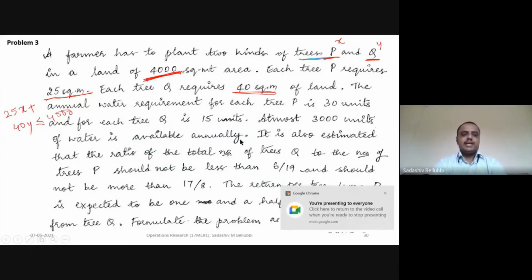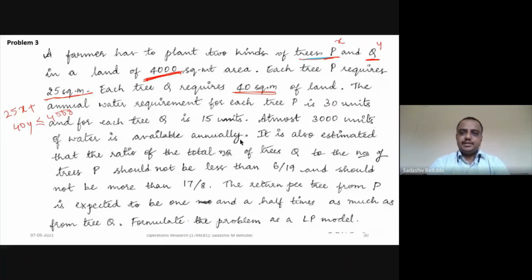Okay, one constraint they have given. The P type of tree requires 25 square meter, whereas the Q type of tree requires 40 square meter of land, but the available land is only 4,000. It means that 25x plus 40y should be lesser than or equal to 4,000. In the bracket, we can write the land availability. This is the first constraint. The second constraint is the annual water requirement for each tree P is 30 units.